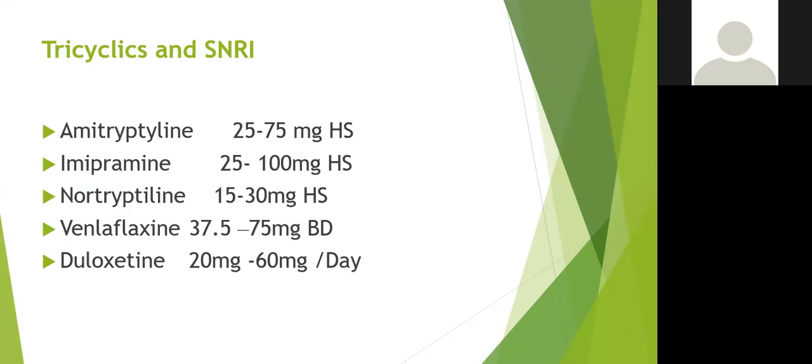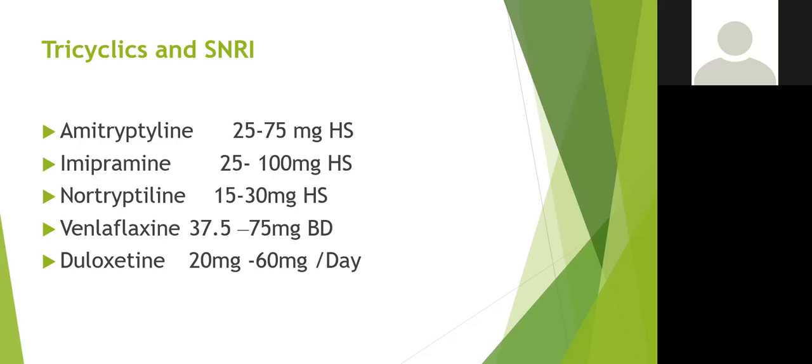Imipramine is similar to amitriptyline. Sometimes we go for that because it's got fewer side effects compared to amitriptyline, so lesser anticholinergic side effects. So sometimes we prefer that instead of amitriptyline. Nortriptyline, similarly, like amitriptyline. Venlafaxine and duloxetine are newer ones, so sometimes I use them like a step 3 for an antidepressant. So if it doesn't work with amitriptyline, very difficult neuropathic pain, then go for venlafaxine.